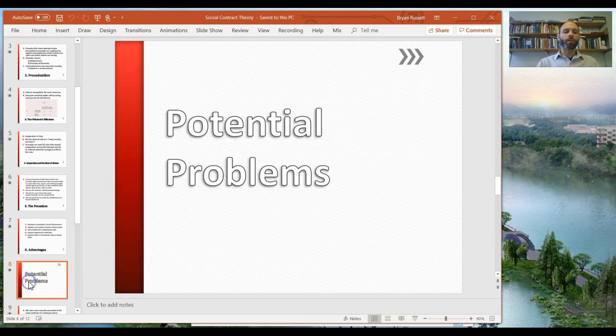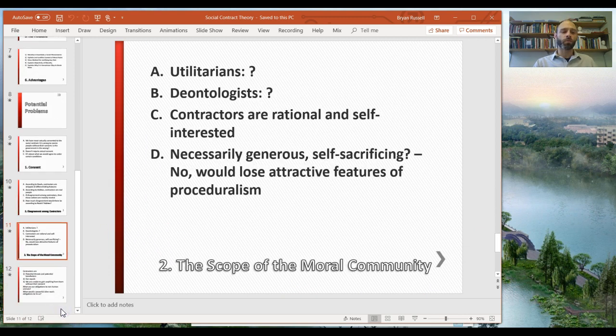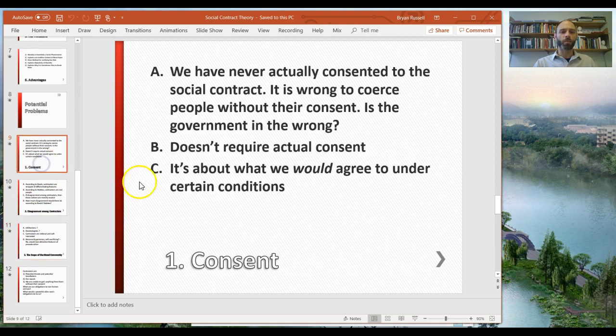All right, so having talked about the advantages of social contract theory, let's now move to some of the potential problems. So first of all is the problem of consent. And the problem starts with the recognition that we've never actually consented to the social contract. It is wrong to coerce people without their consent. So is it wrong to coerce people to follow the laws of the society into which they're born?